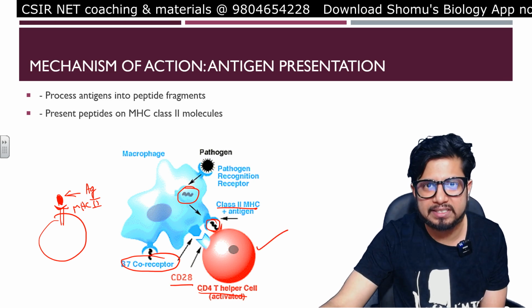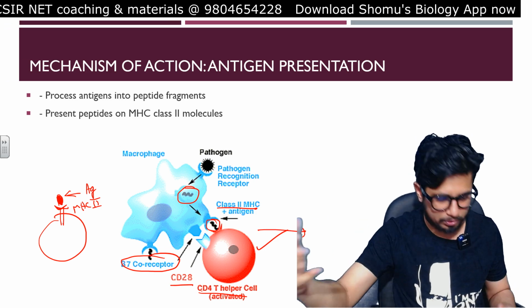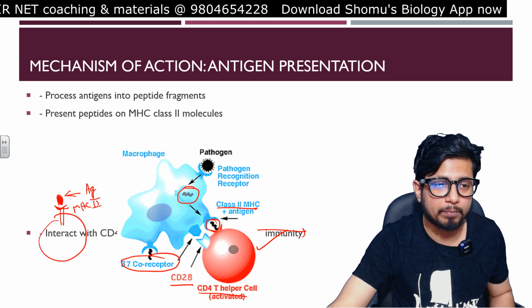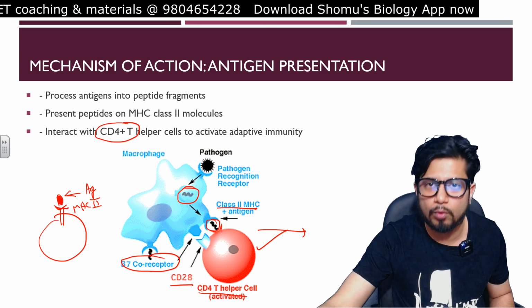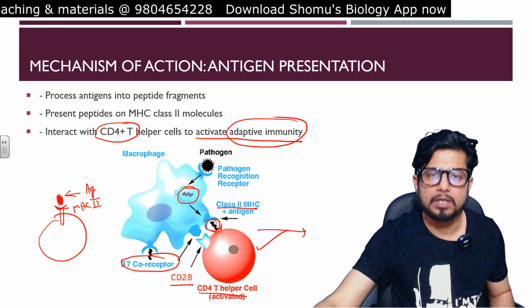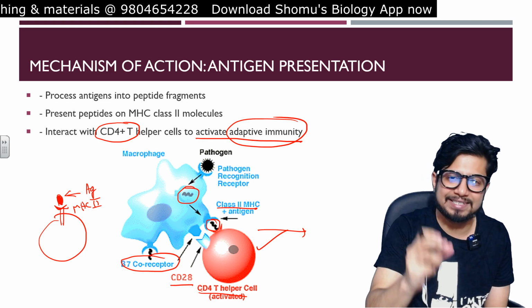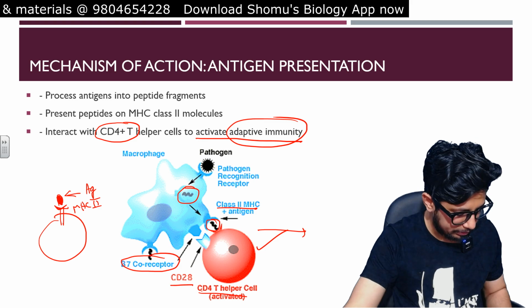And once the helper T cell gets activated, they are going to signal further activation of other immune responses in our body. So that is an important role. They interact with the CD4 T helper cells and activate the adaptive immunity. So the macrophage plays a direct role to contact and activate the adaptive immunity.